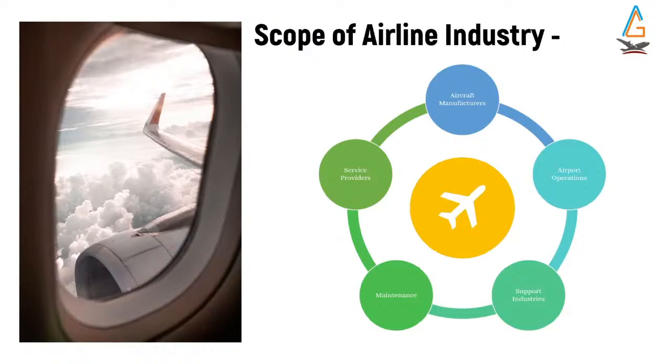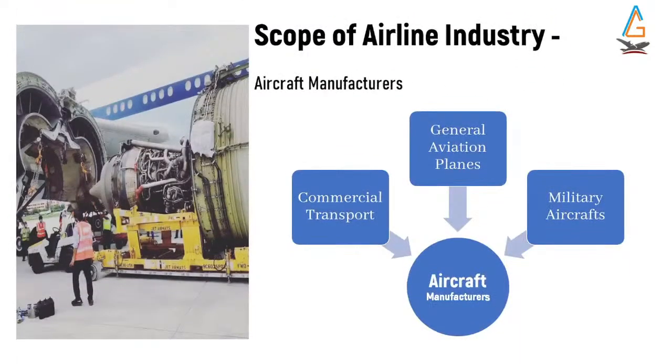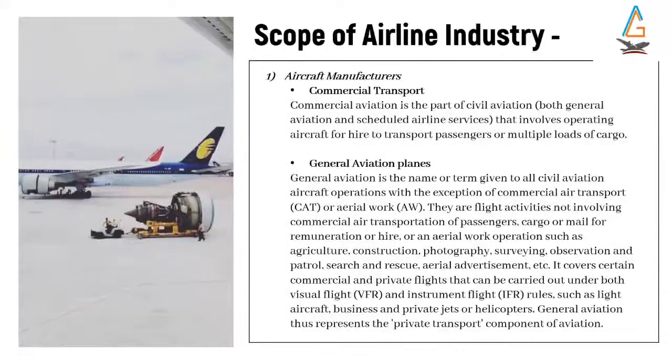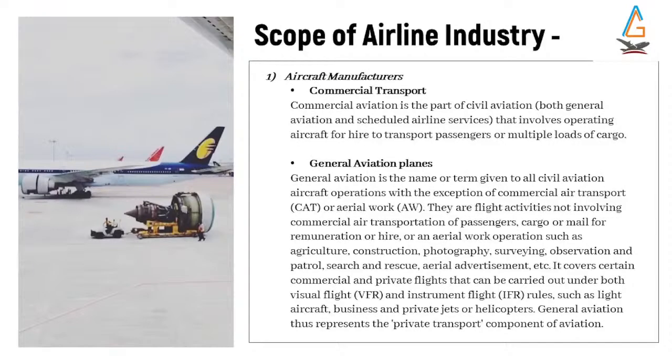Under aircraft manufacturers, we have three types. One is commercial transport, another is general aviation planes, and another is military aircraft. Commercial transport, let me try explaining this in simple words. It is a part of civil aviation which basically involves transporting passengers and freight. For example, aircraft like Boeing 737, Airbus A350s, A320s, Antonov AN-124, etc.